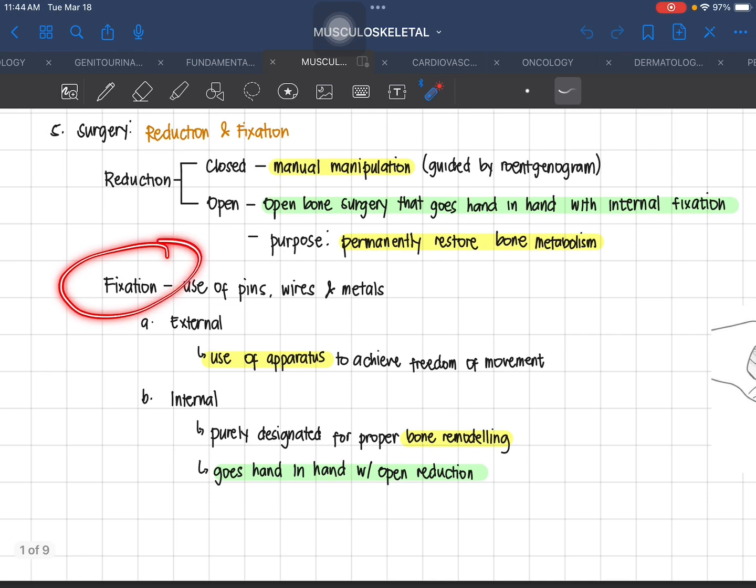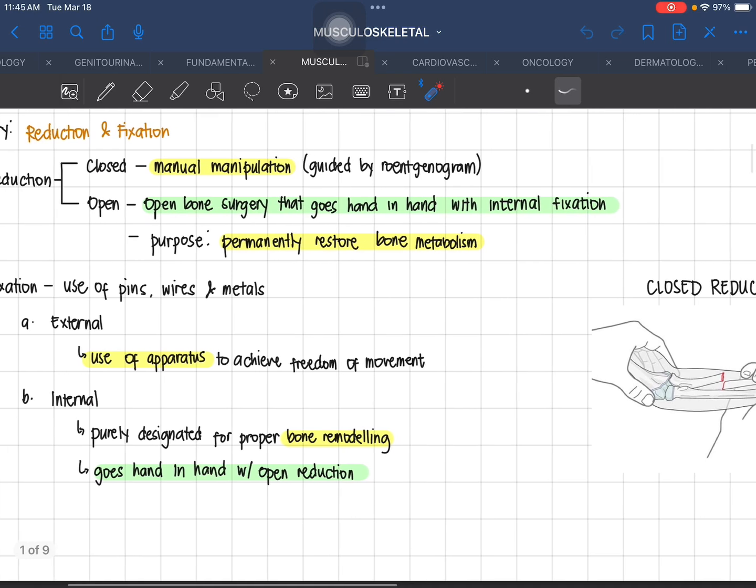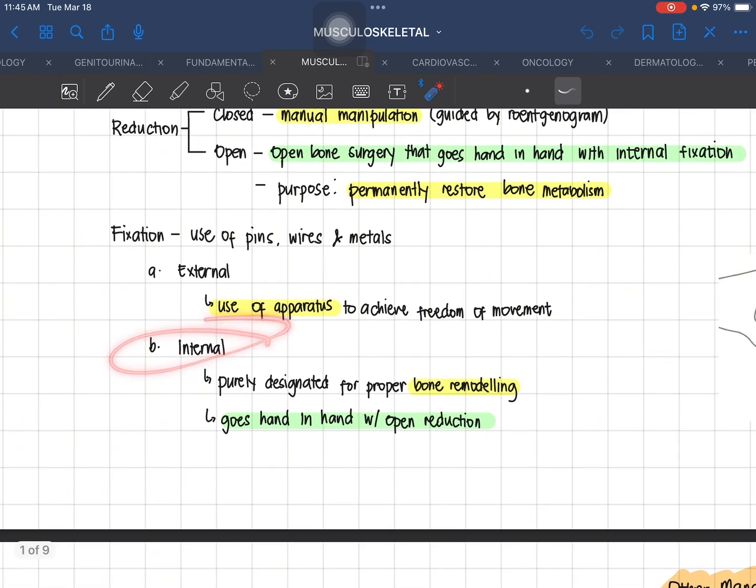So, yung pangalawang type ng surgery is fixation. Ito na yung gumagamit tayo ng pins, wires, and metals. So, again, meron dalawa ding uri ng fixation. We have external fixation and internal fixation. Sa external fixation, gumagamit ng apparatus to achieve freedom of movement. While the internal fixation, ginagamit lang siya for bone remodeling. Yung isa kasi external para for freedom of movement, and yung internal naman for bone remodeling.